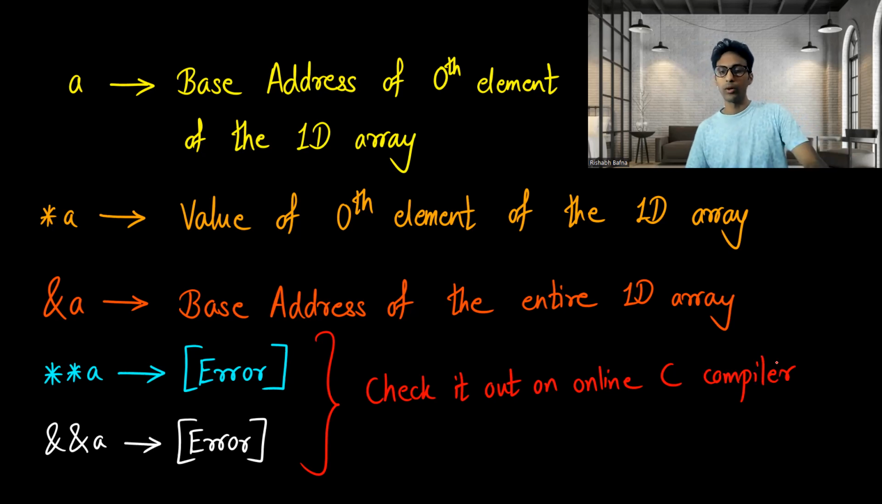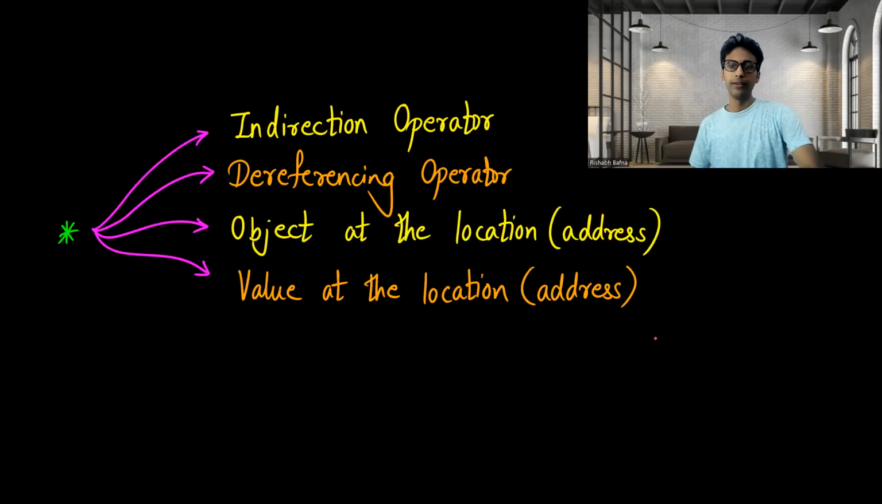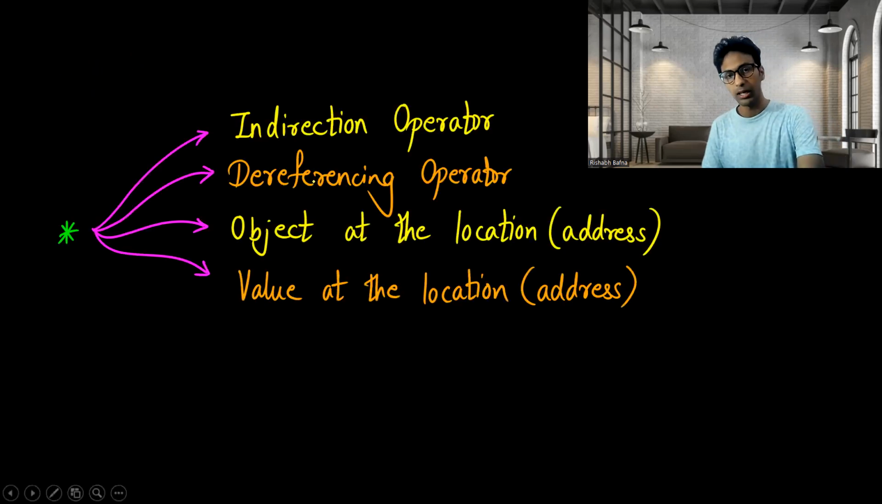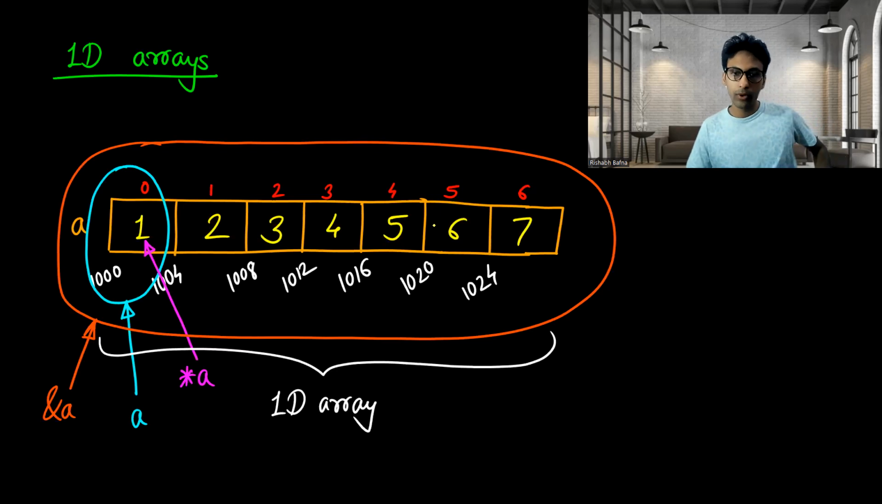Fine. Now, let's see the next one. A plus 1. What is this A plus 1? Before that, if I want to point to this 6, how will I write it? You must be aware of it. You must have used it multiple times. A of 5.